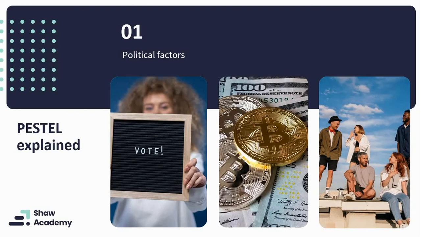Basically, all the influences that a government has on your business could be classified here. This could include policies, political stability or instability, tax policies, labor law, environmental law, and trade restrictions.